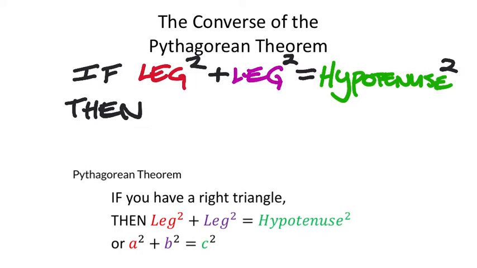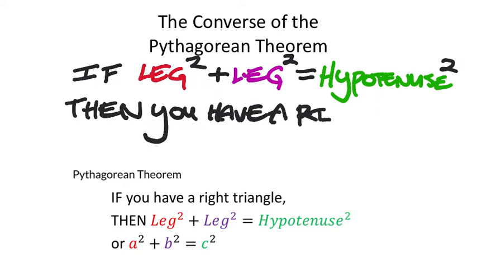Then you have a right triangle. Use a symbol for that triangle because it's a big word. All right, see how that switches the if-then statement? If you find that you had 3 side lengths, then the leg to the power of 2 plus the other leg to the power of 2 equal the longest value to the power of 2, then you'd have a right triangle.